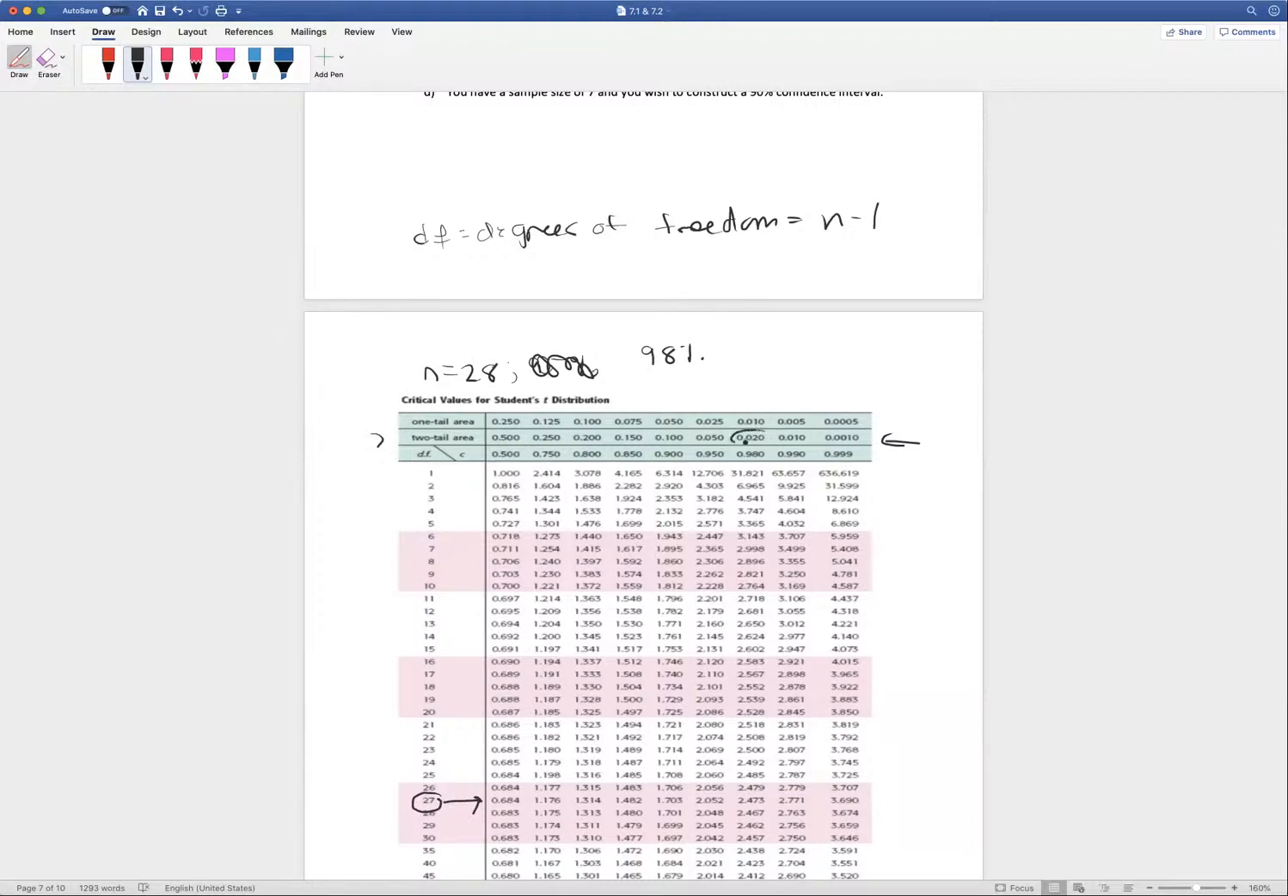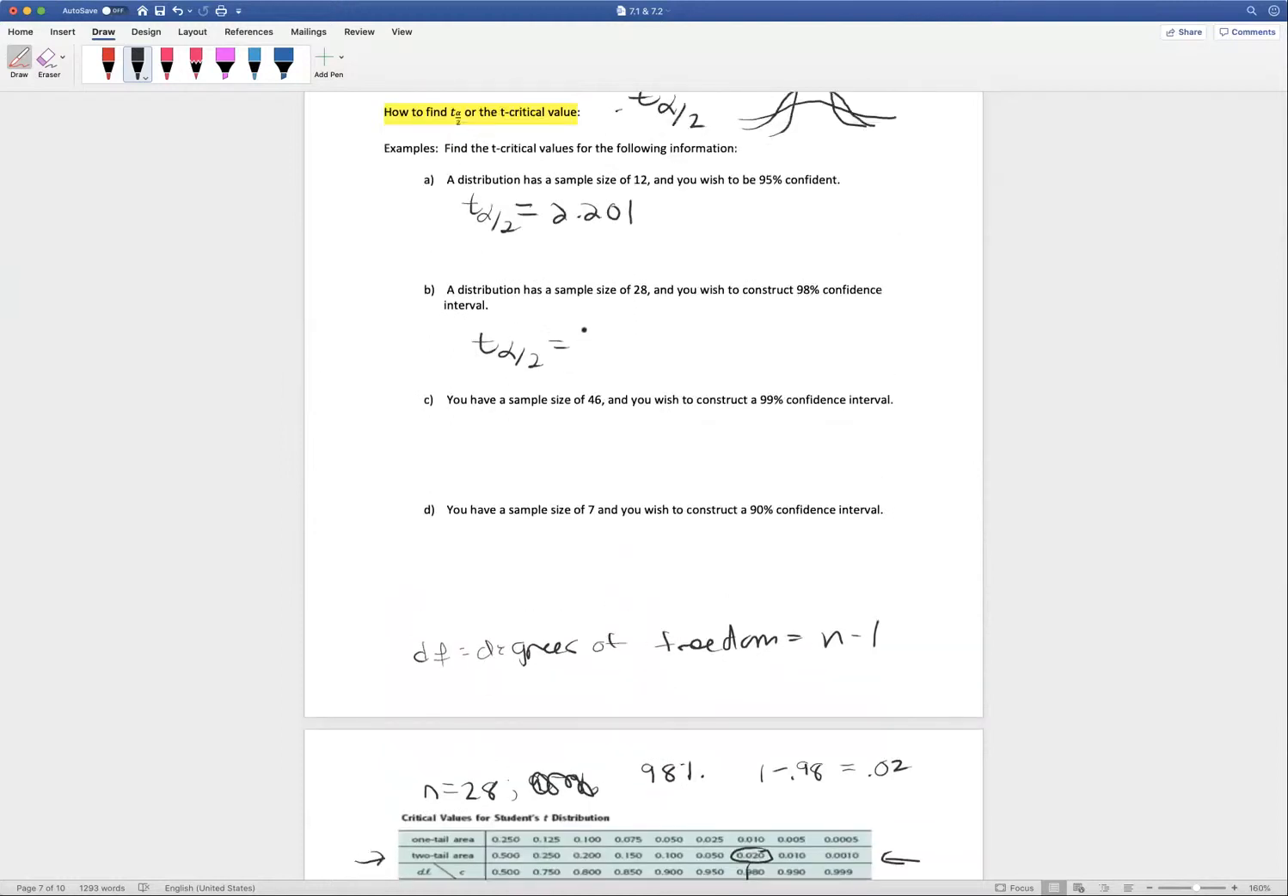98% comes from this column, because remember that 1 minus 0.98 is equal to 0.02, or another way you can think about it is 100% minus 98% is equal to 2%. So this is the column we're looking at, and again, we always use the two-tailed area row. So let's go down with 0.02, and where that meets 27, we're right over here at 2.473. So our T alpha over 2 is 2.473. We're getting the hang of it.